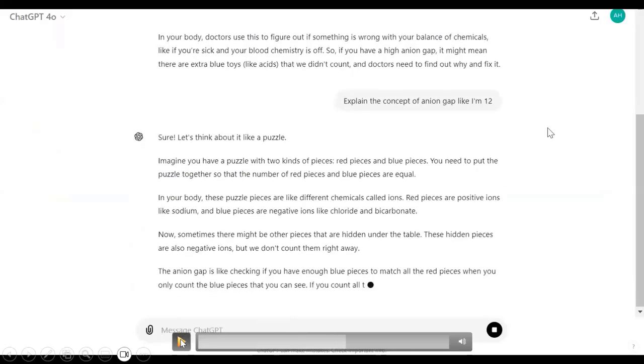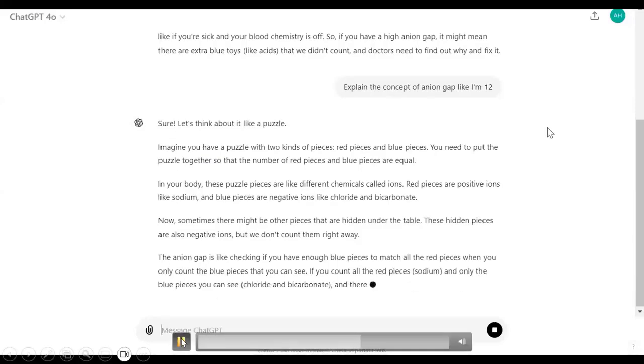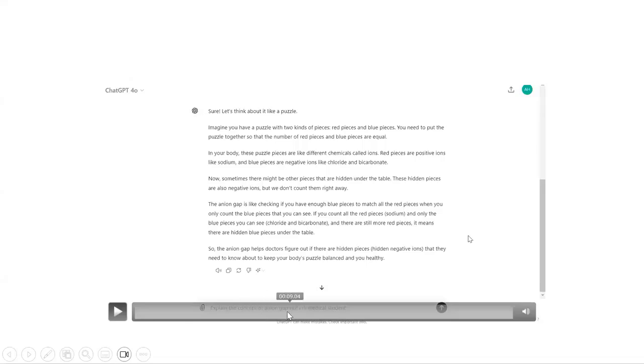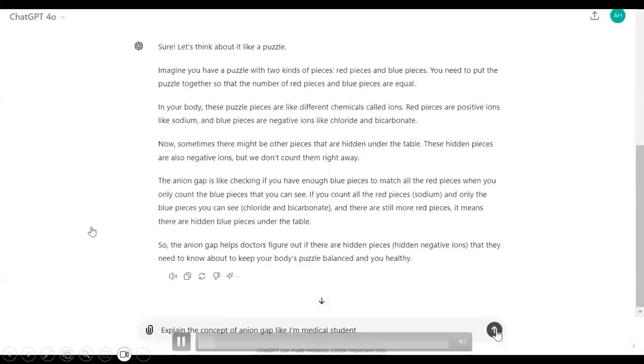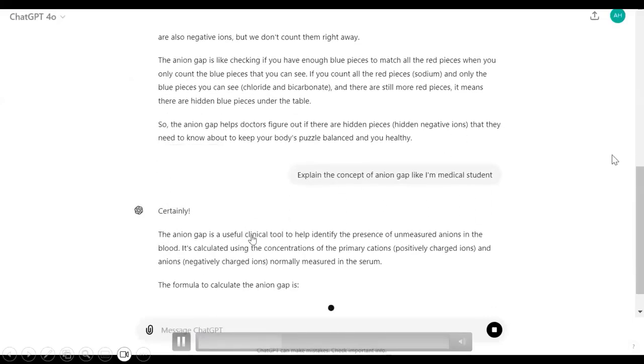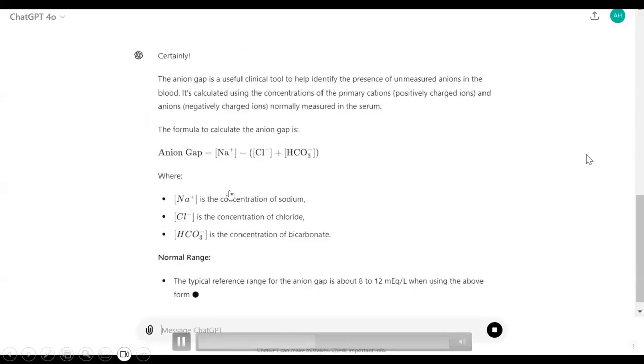response. ChatGPT starts by explaining the alveolar gap to a 12-year-old child. Imagine you have a puzzle with two kinds of pieces, the red pieces and the blue pieces. You need to put the puzzle together, and it starts to act without mentioning any type of equation or anything like that to explain the concept of the alveolar gap for a 12-year-old child. Then we repeat the same thing, but ask it to explain the concept of the alveolar gap to medical students. When we change the type of student, ChatGPT starts by mentioning some equations of the alveolar gap.